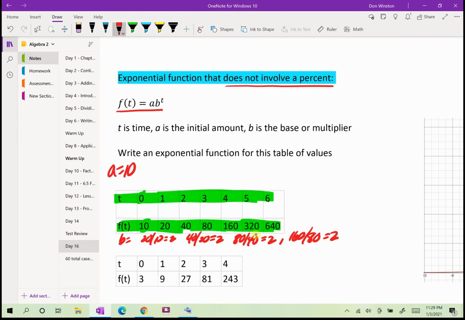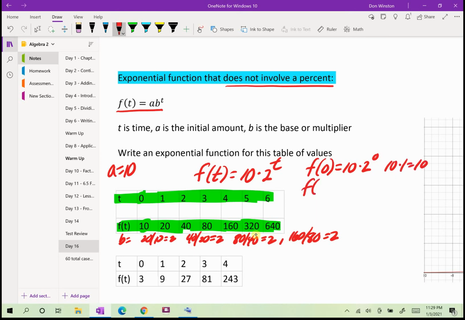So my function here that models this table is f of t is equal to my initial amount, a, which is 10, times b, which is 2, raised to the t. Now, let's just verify. So when t is 0, I get 10 times 2 raised to 0, and anything raised to 0 is just 1. So this should just be 10 times 1 is equal to 10.